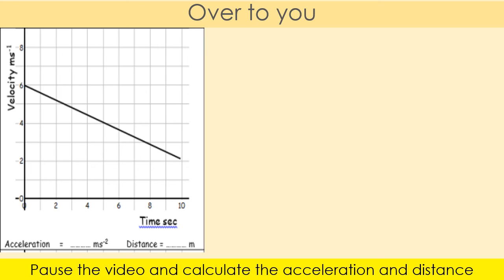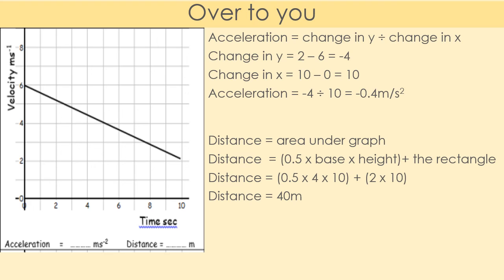Well done. Let's check your answers. So we've got that minus sign in front of the acceleration because the graph is going down. Distance we still work out the same way. Well done if you got all of those right. If not, do go back and watch the video again. Alternatively, you can send me an email and I will try and help you.